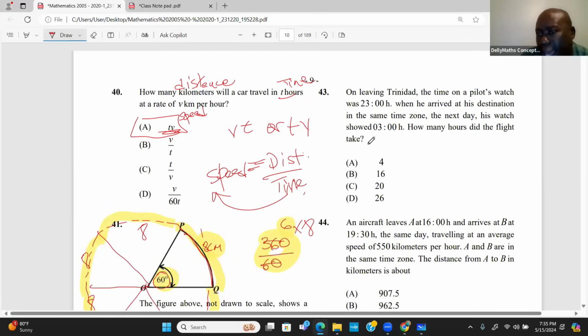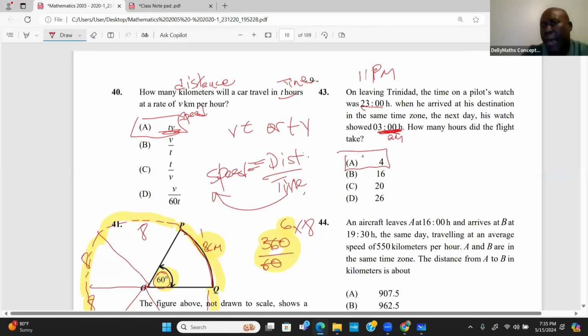All right. On leaving Trinidad, the time on a pilot's watch is 23 hours. That's like 11 o'clock in the night. When he arrived at his destination in the same time zone the next day, his watch is 300, which means this is 3 a.m. So you're talking about 11 p.m. to 3 a.m. in the morning. How many hours did he fly? You can check it. From 11 to 12, 1, 2, 3, 4 hours.